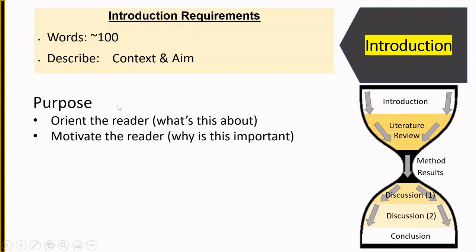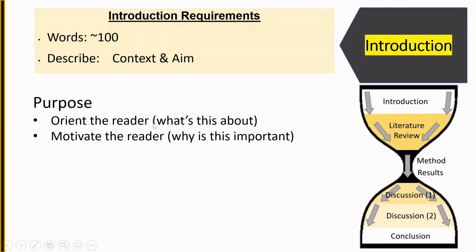So the purpose of the introduction is to orient the reader. So we're letting them know what the report's going to be about. So we're pointing them in the right direction. And we've got to motivate the reader. So why is this important? So why should they walk the journey of reading this report and getting into it? So they're the two key outcomes.